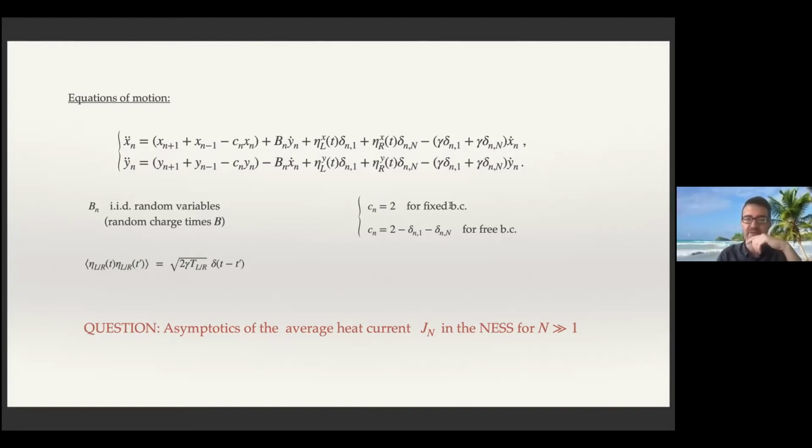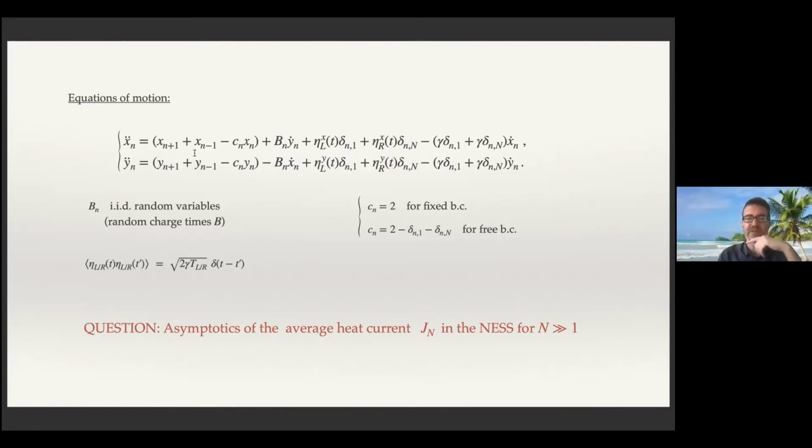Okay, for free boundary condition, for example, for fixed boundary condition. Sorry. So in the rest of the talk, I will mainly consider the case where the Bn are IID random variables. Okay, so the magnetic field is random. So the dynamic is completely deterministic, and here you have the Langevin bath with this temperature at the boundaries, corresponding to the temperatures TL and TR.